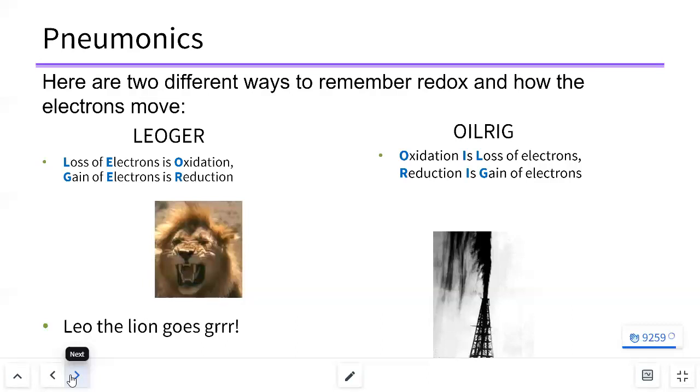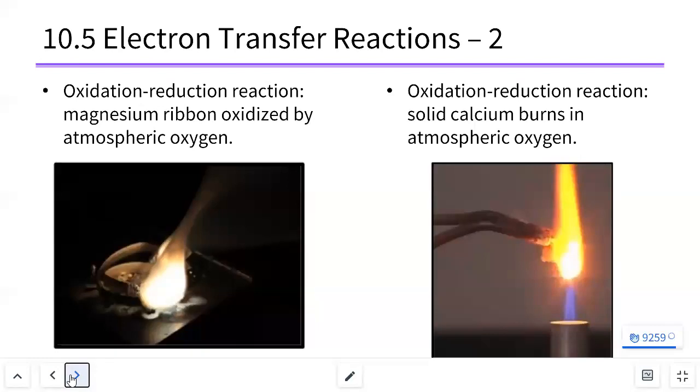Which one you use doesn't matter to me. But chances are pretty good you're going to want to use one of them to help you keep these terms straight, because it's very easy to get them flipped around, and it's even easier to get them flipped around when you start to incorporate their actual reactions into your study and not just looking at oxidation states and how they're changing. So let's take a look at some examples of reactions that follow this line.